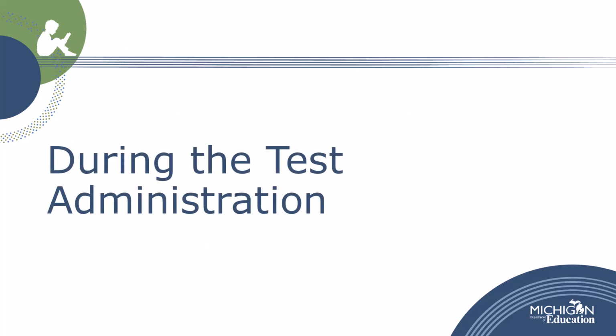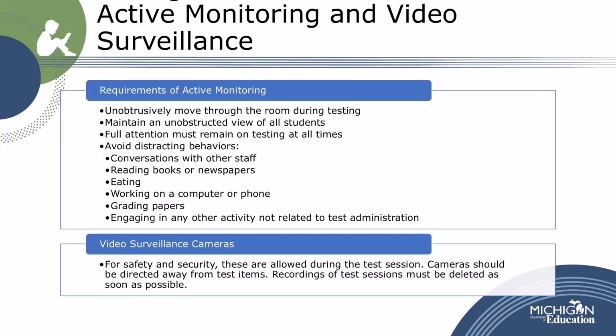www.michigan.gov/MSTEP. In this section, we will discuss the tasks that need to be done during test administration for both online and paper/pencil administrations. For both the online and paper/pencil administration, test administrators must actively monitor the assessment. This includes moving through the room to view testers and maintain a view of all students throughout the test session. Test administrators' full attention must always remain on testing, any distraction must be avoided, including any side conversations, reading, eating, or completing other work during the test.